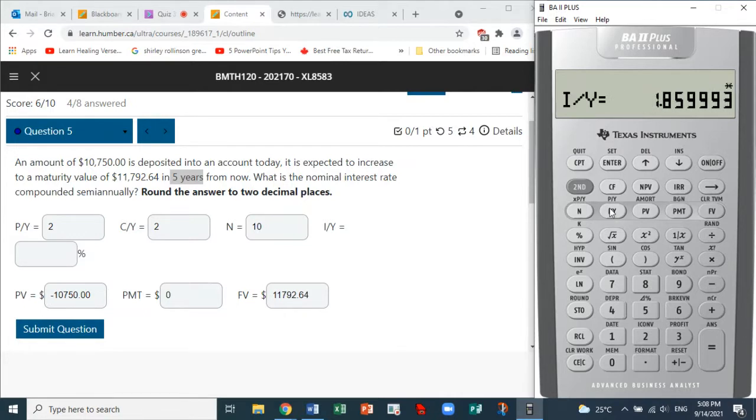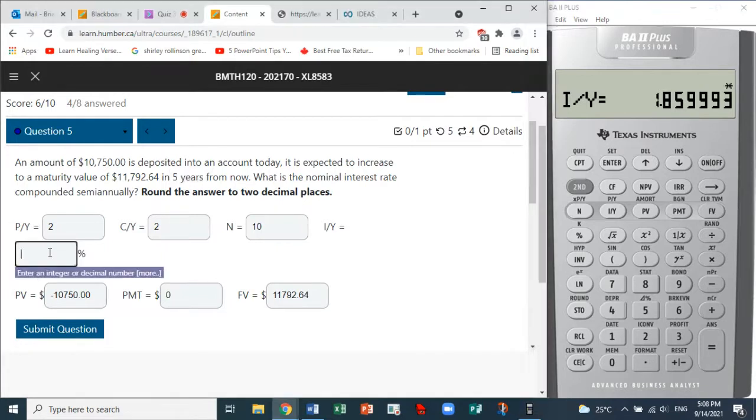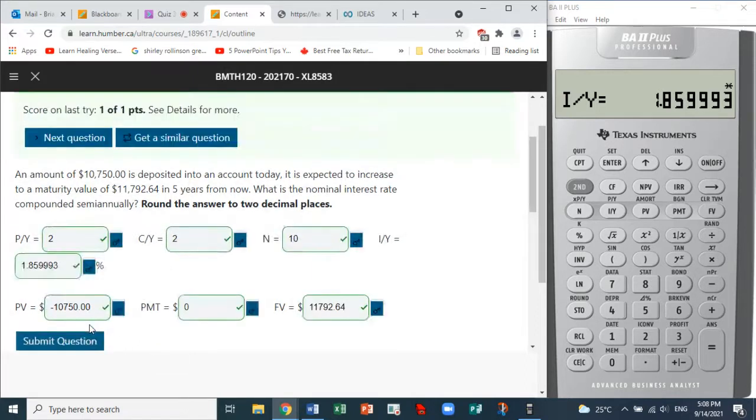Now we're computing the I/Y. Let's put in round to 2 decimal places, but let's say we go for 6 decimal places and submit the answer, and it is correct. And if we wish for 2 decimal places, this would be a 6, and it is still correct.